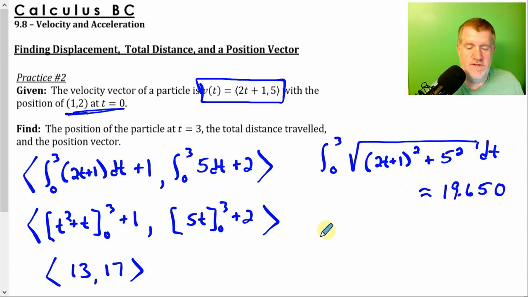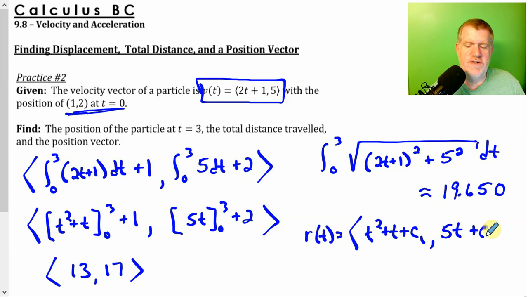And what is that position vector? Well, the position vector would be the antiderivative. Okay? So if we take the antiderivative, what we would get is, let's see, t squared plus t plus some constant for the x component, and the y component would be 5t plus another constant. Well, just to make it easier, since they gave us time equals 0, if I plug in 0 for t, I get 0 plus 0 plus c1, so c1 should equal 1.